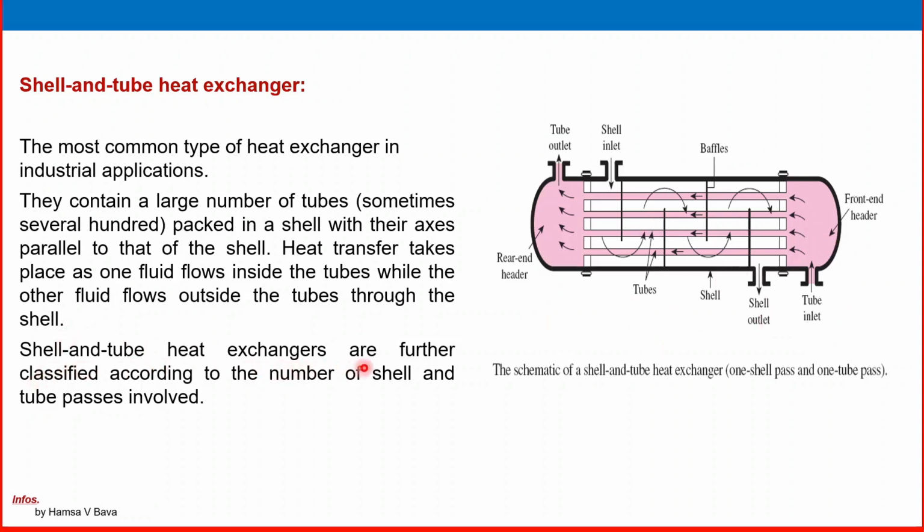Shell and tube heat exchangers are further classified according to the number of shell and tube passes involved. Many classifications are there. This basic classification we have seen: 1-1 pass, 1-2 pass, 2-2 pass, 2-3 multi pass, etc. Various passes we have seen already. But in this video we are discussing more about shell and tube heat exchanger.